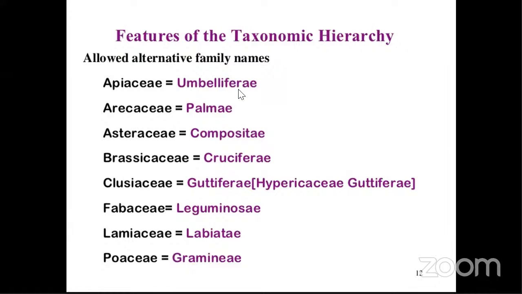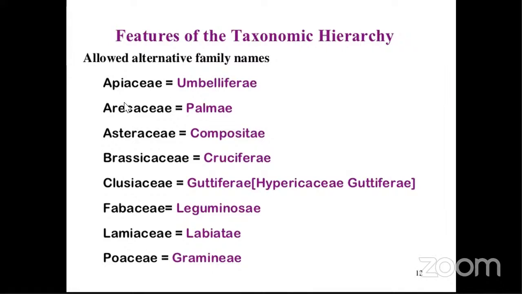But it is not in accordance with the rules, because two rules are applied here. The second principle is applied here: the name should be based on the name of a genus, and according to the rank of taxa, it should have the specific ending ACEAE. Umbelliferae has been named on the basis of the umbel type of inflorescence, so it is not on the basis of a genus. So the name has been given to this family as Apiaceae.